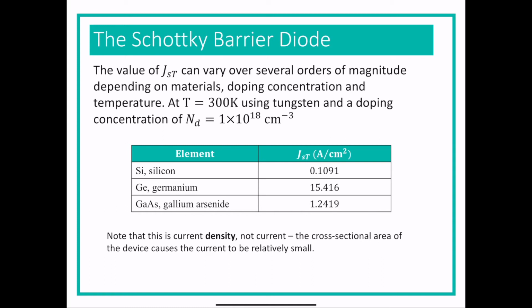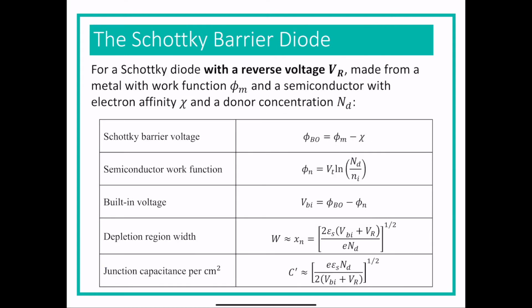So all we need to do to figure out all the different constants that we want for a reverse voltage across a Schottky diode are almost the same as what we saw before. The Schottky barrier voltage, the work function for the semiconductor, and the built-in voltage are all calculated the same. The only difference is, just like with PN junctions, we have to add the reverse voltage to the built-in voltage to find the width of the depletion region and the junction capacitance per square centimeter. And that's really the only difference we need to do. We just need to add that in.